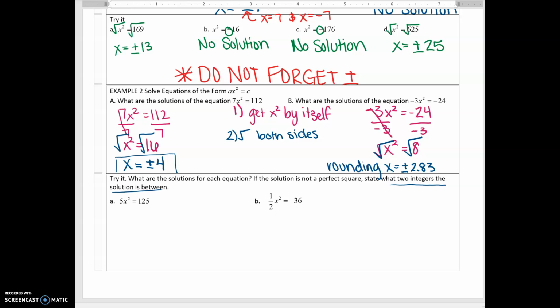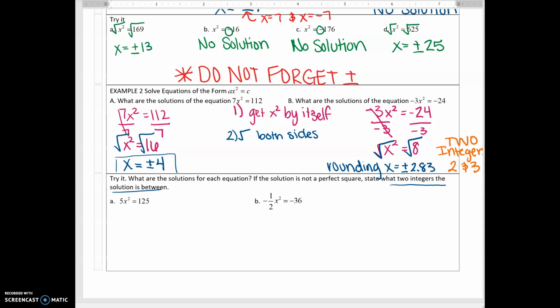Okay, if you wanted to round, if you wanted to find the 2 integers, we would look at, well, 2 squared is 4, 3 squared is 9, so it's in between 2 and 3. Okay, so you can take the square root and be like, well, it's 2.83, so it's between 2 and 3. Or you can think about 1 squared is 1, 2 squared is 4, so that's too low. 3 squared is 9, that's too high, so it has to be in between 2 and 3.